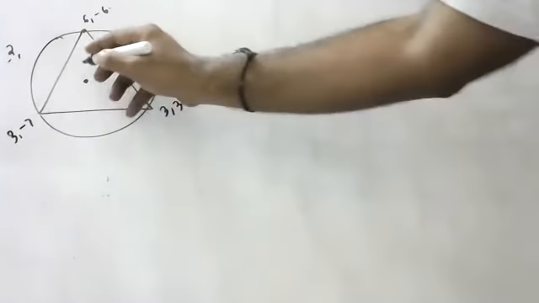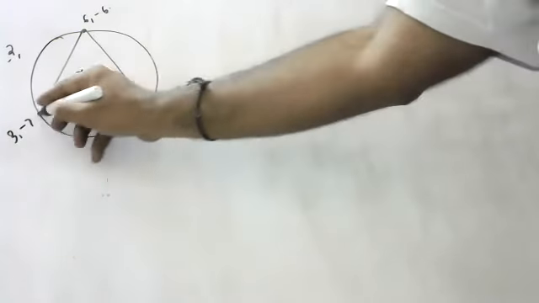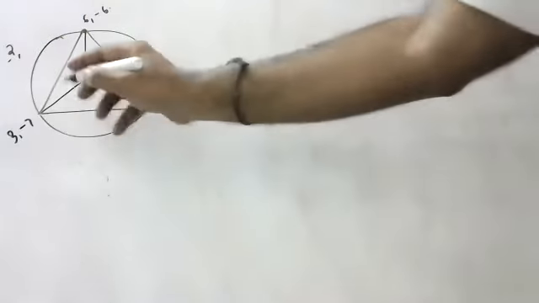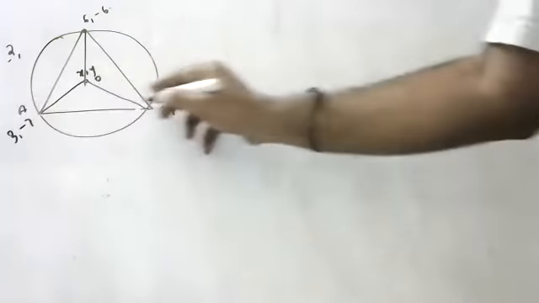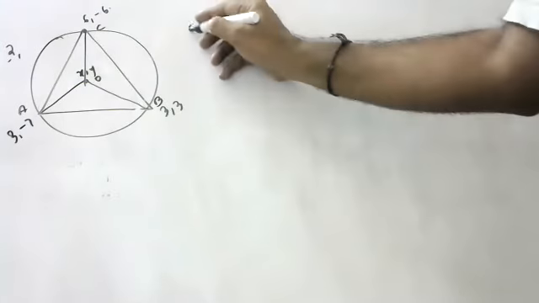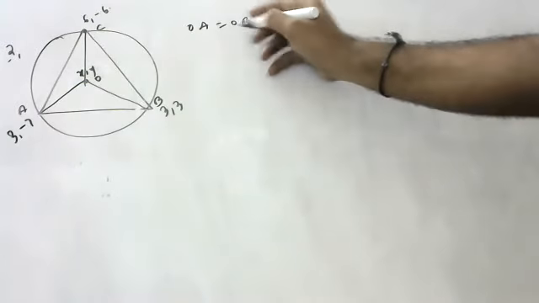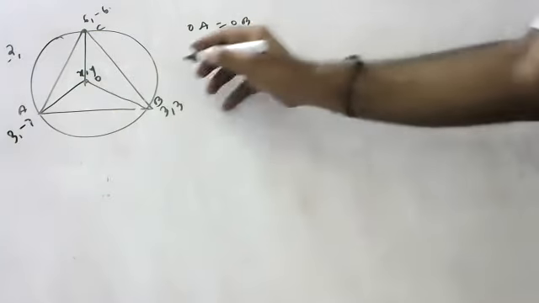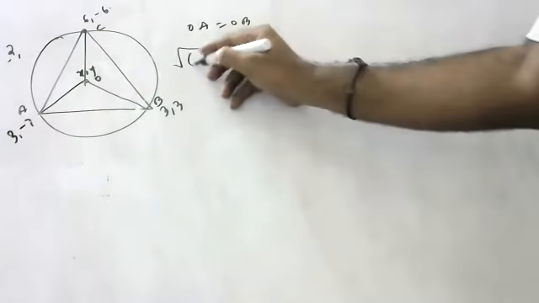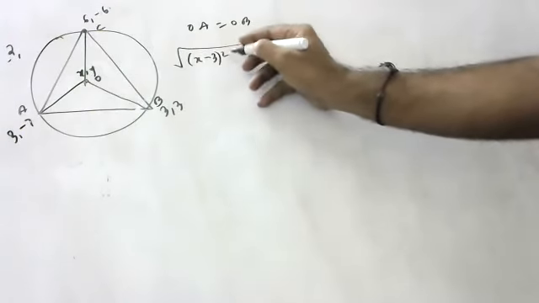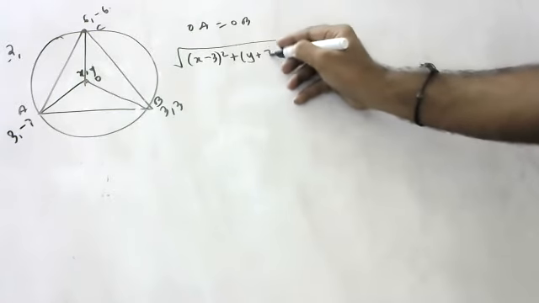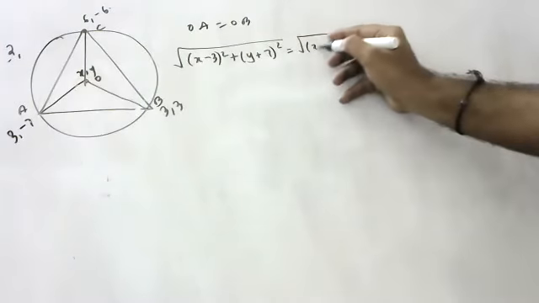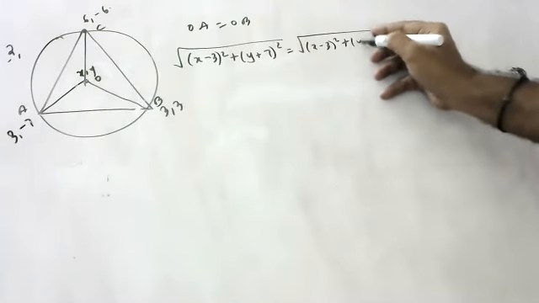See here. Let it be x and y, children. This is radius equal, this is radius equal, this is also radius equal. Let's say this is O, this is B, this is C. OA is equal to OB. Okay, children, let's do OA is equal to OB. Anyone? OA? (x minus 3) whole square plus (y plus 7) whole square is equal to (x minus 3) whole square plus (y minus 3) whole square.